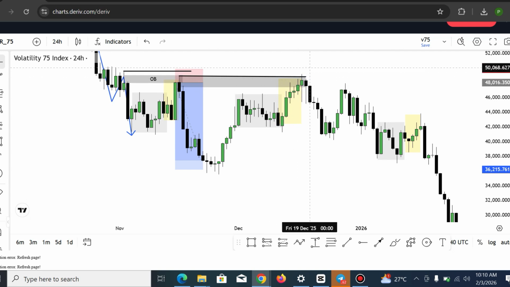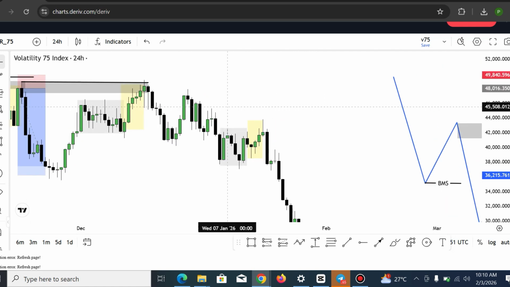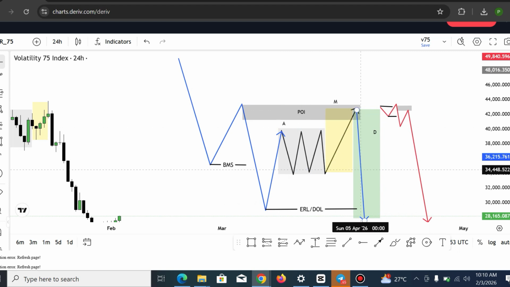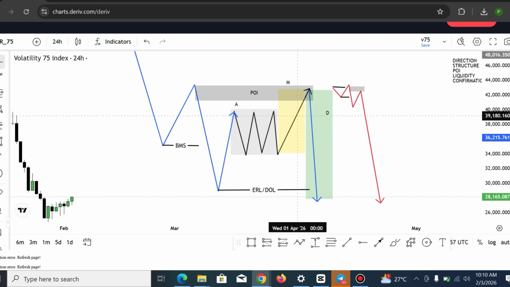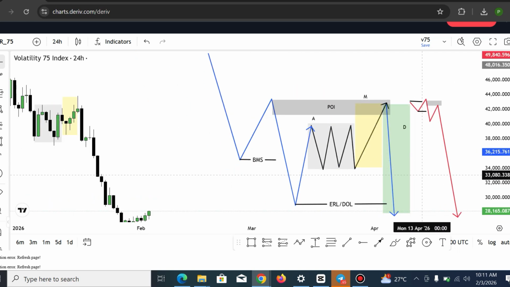Now, ICT traders would call this a ship. This accumulation manipulation setup is no different from the concept of engineered liquidity I've earlier taught on this channel. Go and watch it. Trust me, you're going to love it.